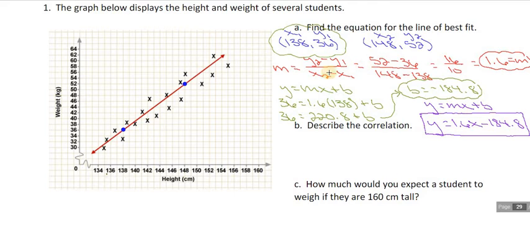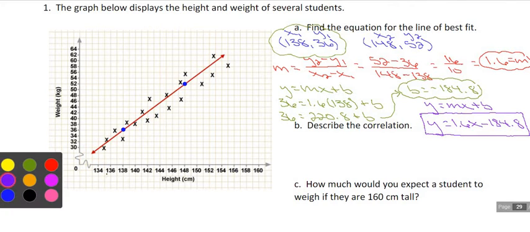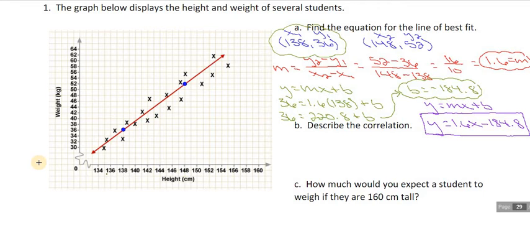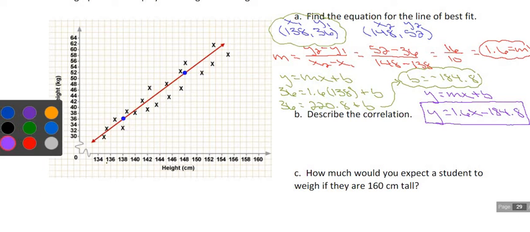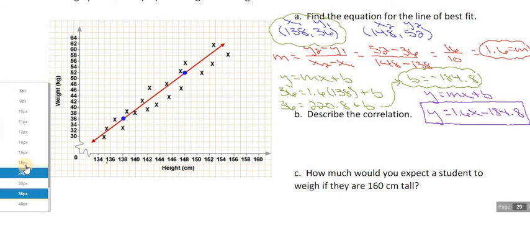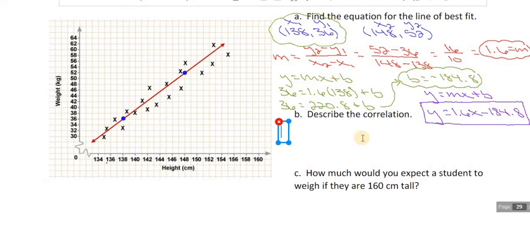Now, in terms of correlation, what's happening? Is it positive correlation, negative correlation, no correlation? Well, as we go from left to right, this graph is increasing. So this is going to be positive correlation. And let's describe that in a little more detail. So let me get my text box here. We're going to use the x and y axes labels to describe the scenario. So this is positive correlation.